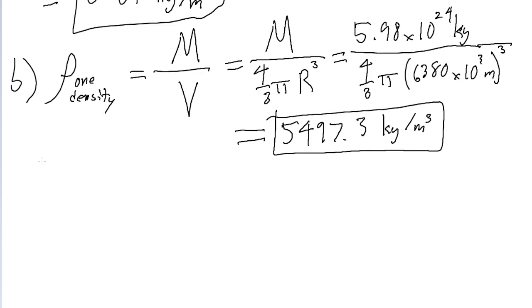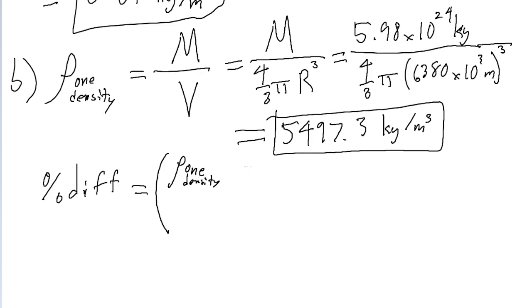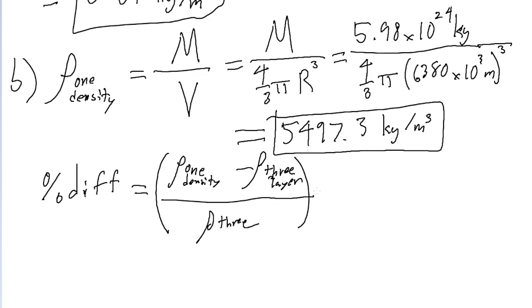Now the final thing the problem asks is for the percent difference. We're looking for the percent difference between our 2 density measurements. And the problem specifically asks to determine it as a percent difference of our measurement in part A. So that means we're going to take our 1-layer density, subtract it from our 3-layer density, divide all of that by the 3-layer density, and then multiply the whole thing by 100 to convert it into a percentage, since that's how percent errors work.